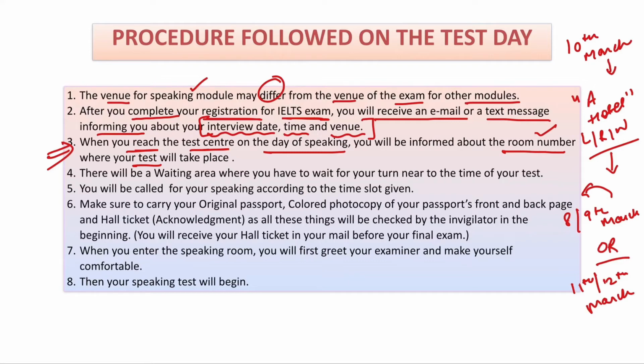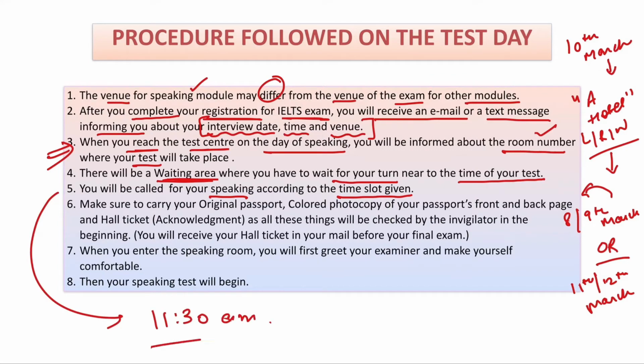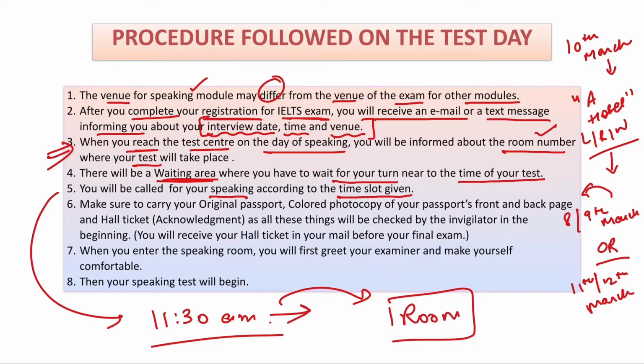Then, prior to your speaking examination slot, you have to wait in a waiting area for your turn near to the time of your test. So maybe you will wait for 10 minutes, for 9 minutes, for 5 minutes, or in fact more also. So it depends. Then you will be called for your speaking according to the time slot given. For example, your time slot given to you is 11:30 in the morning. So this is your time slot. So definitely on this time slot, you will be asked to enter into your room where the invigilator is waiting for you.